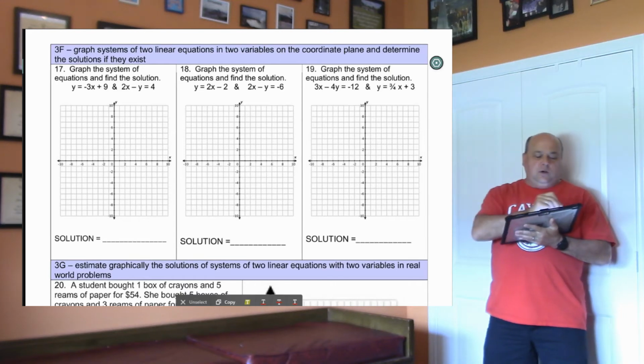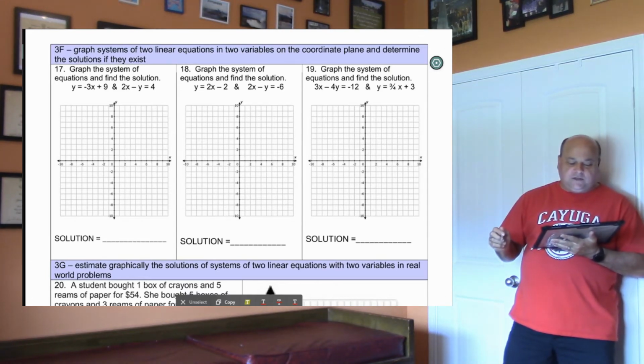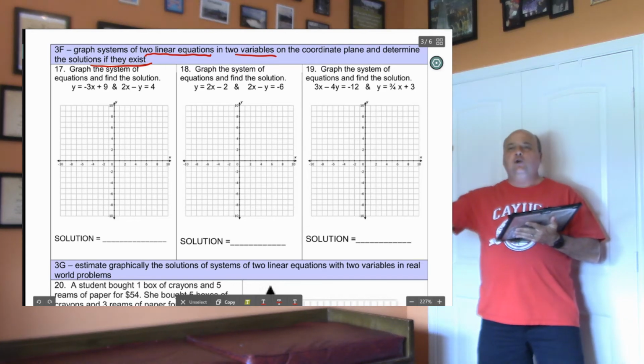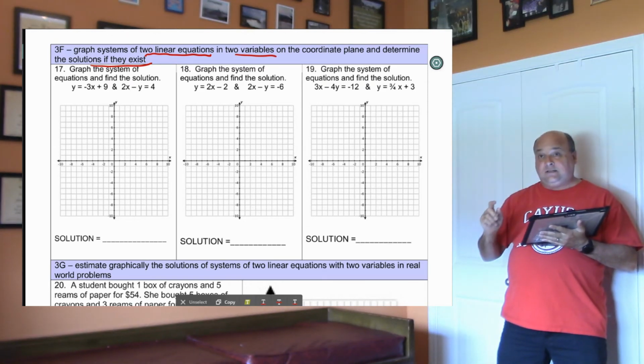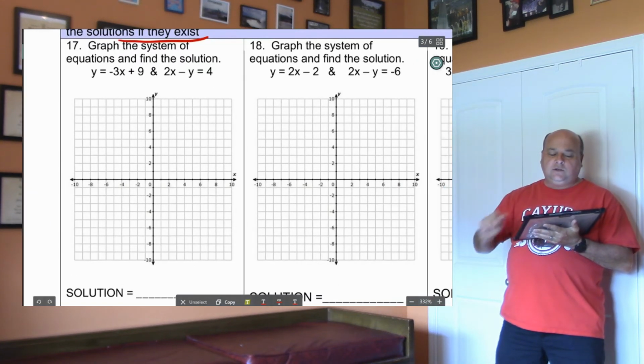Okay, let's go to this one right here. I'm going to do these top 3, then tomorrow we'll finish up the rest, okay? Graph a system of 2 equations and 2 variables and determine the solution. What you're doing is finding where the lines cross. Wherever the lines cross, that's the solution, okay? So let's look at this one.